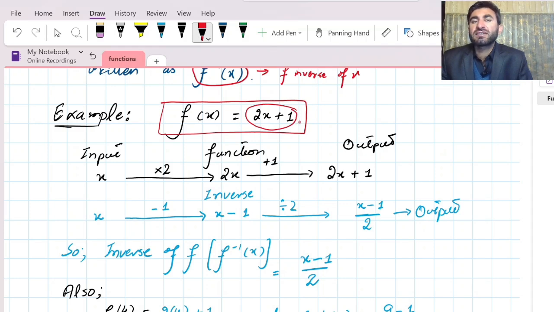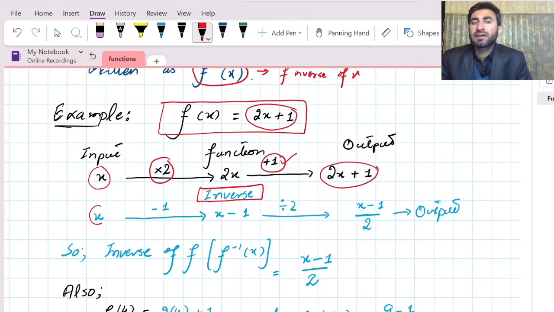Now let's first understand how this function is working. The input was x, then it was multiplied by 2 becoming 2x, and then we added plus 1 to it so that the output 2x plus 1 is generated. Now in the inverse of the function, we will invert the operations and the order of operations is also reversed. Like, the last operation will be reversed at the beginning of the inverse.